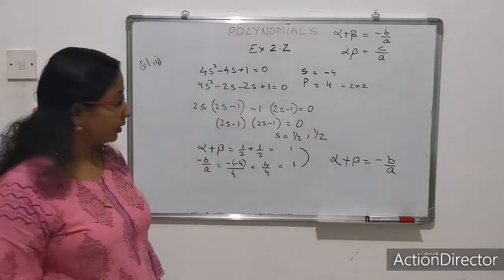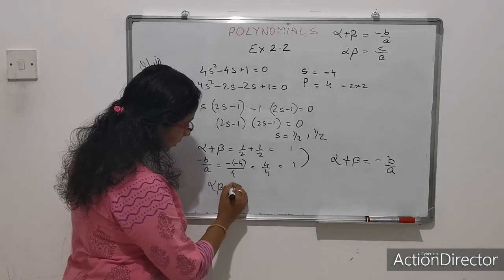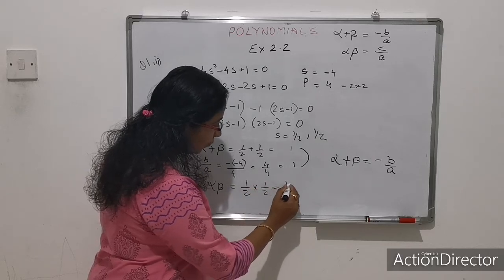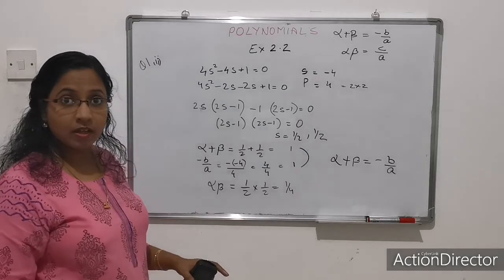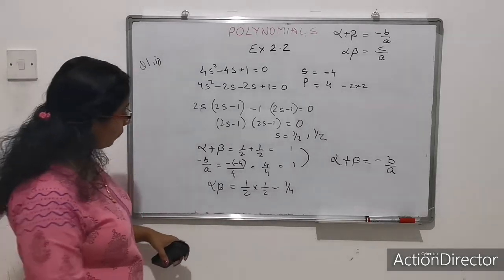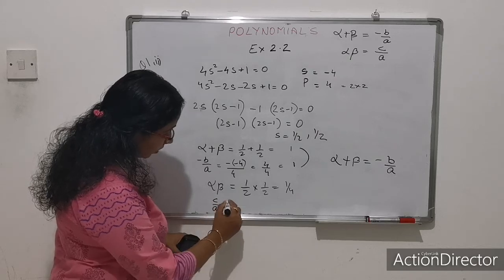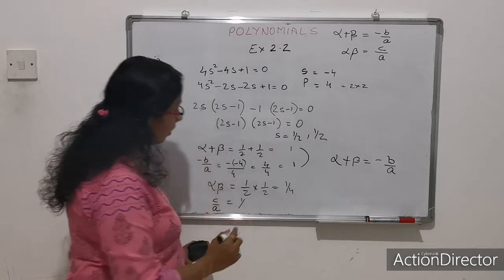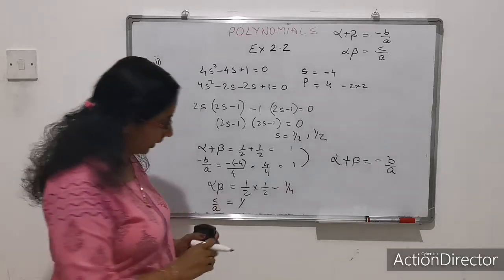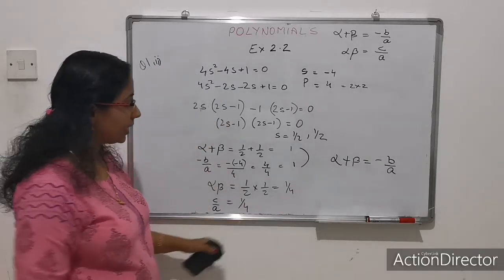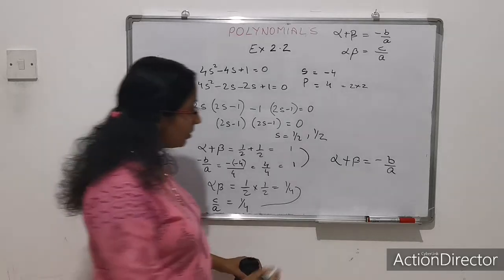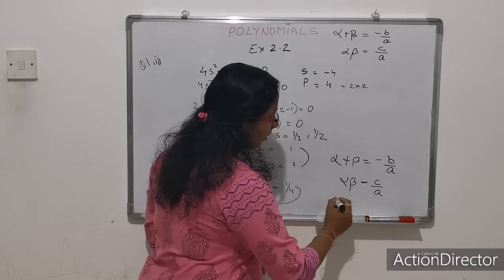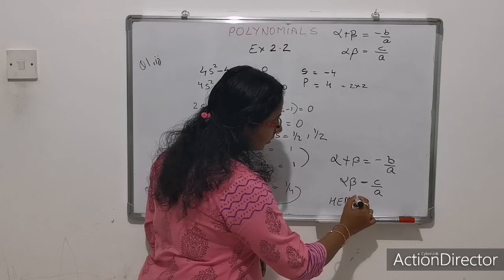Clear? Now next comes alpha beta. Alpha beta means 1 by 2 into 1 by 2, that is 1 by 4. Right? Now we will check what is c by a. What is c? 1. And what is a? 4. Clear? 1 by 4. So this and this again become the same. So we have verified that alpha beta is equal to c by a. Hence verified.